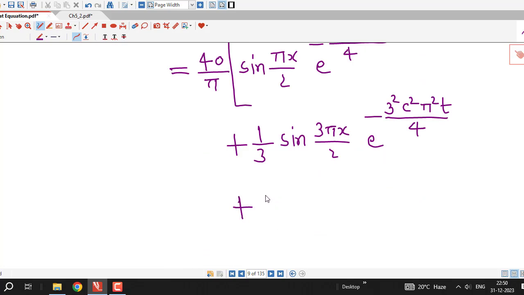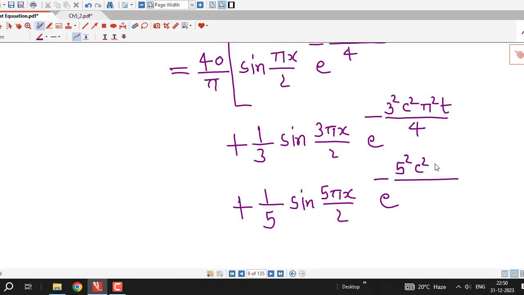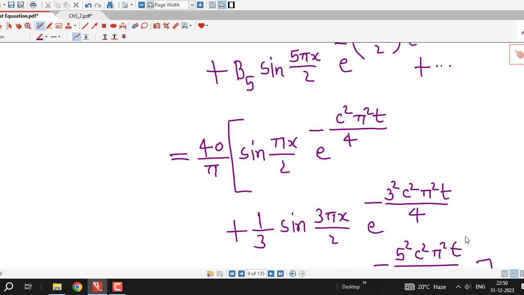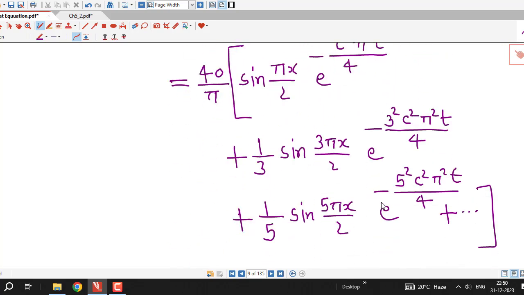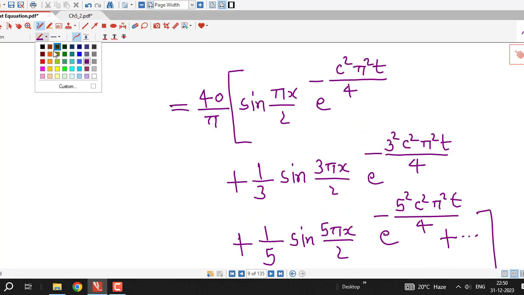And for b5 we will be left with 1 by 5 here. This is sin 5 pi x by 2 e raised to minus 5 square c square pi square t divided by 4 and so on. So this is the expression for uxt, and if we wish we can write in the form of sigma also.